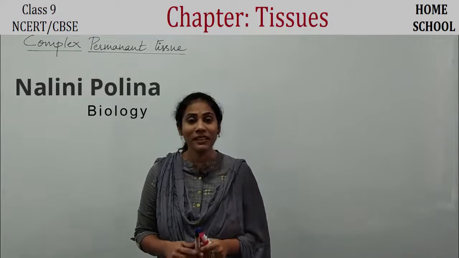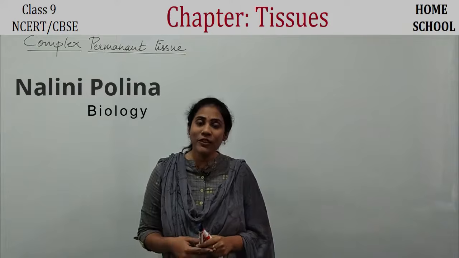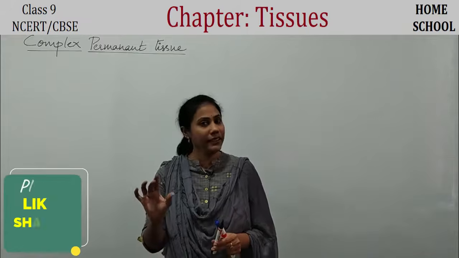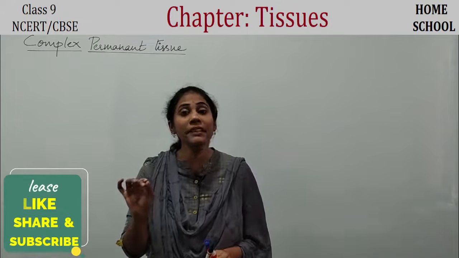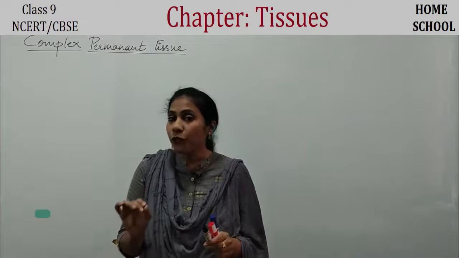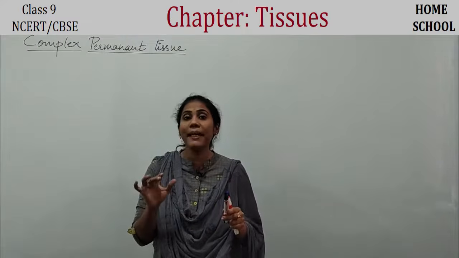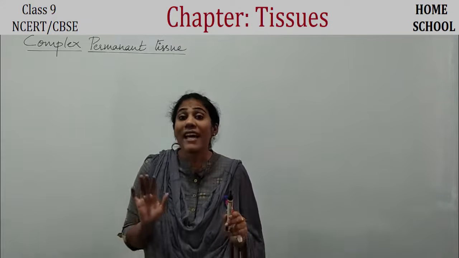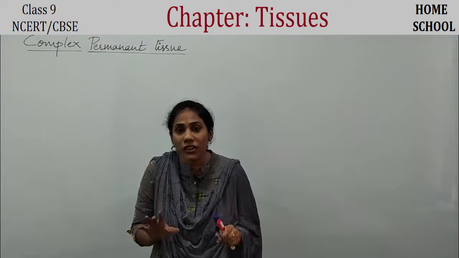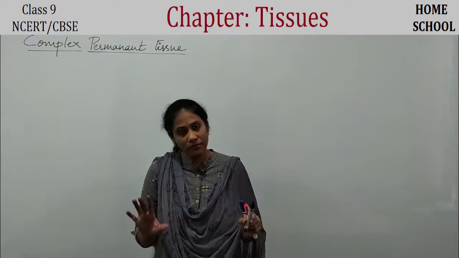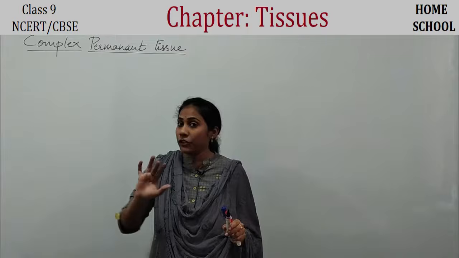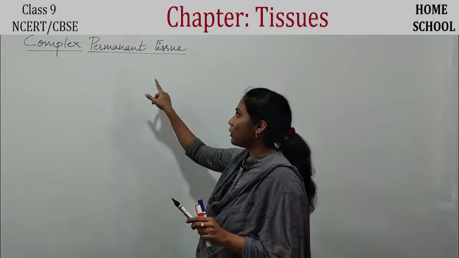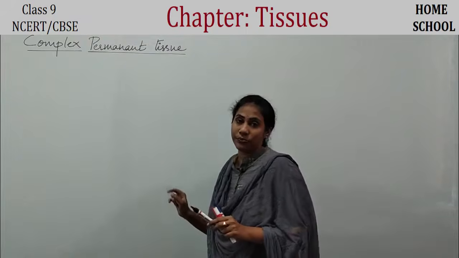We are with the chapter Tissues, isn't it? In our previous video, we discussed simple permanent tissue, right? And what was the simple permanent tissue? The tissue which is made up of the same type of cells. All cells present in the tissue are similar in their structure, size, etc. Yes or no? And in this class, particularly, we are going to discuss complex permanent tissue.